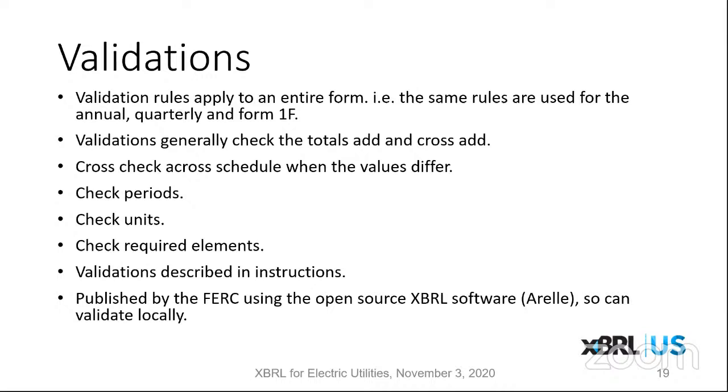Where there are cross checks across forms, it'll validate those. It'll take the sequences, add those totals; we expect them to be the same. It will also check the periods are correct, which you've already mentioned earlier, that you haven't reported periods that don't exist in the filing. We'll check the units are correct, and that you've got all the required elements that you should be reporting. And generally, some of the instructions we're going to make available will include the validations and descriptions of what those validations are. And as I mentioned earlier, you can download open source XBRL software that can also do these validations.